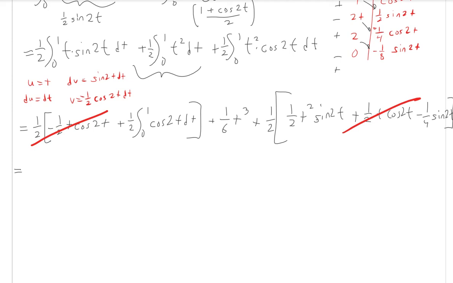And then this 1/2 cosine of 2t, that's going to give me a 1/4 sine of 2t. And this are going to be the same. So I'll do those in different colors. So that one and that one will cancel out. Which is pretty awesome. That means there's only a couple terms left. All I have left is 1/6 t cubed plus 1/4 t squared sine of 2t. This is evaluated from 0 to 1.